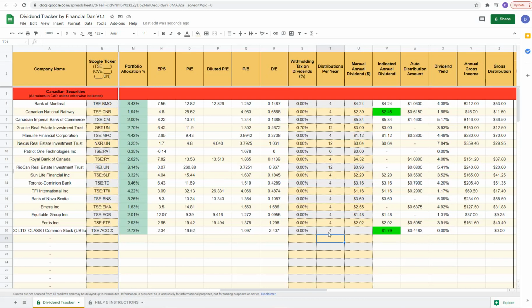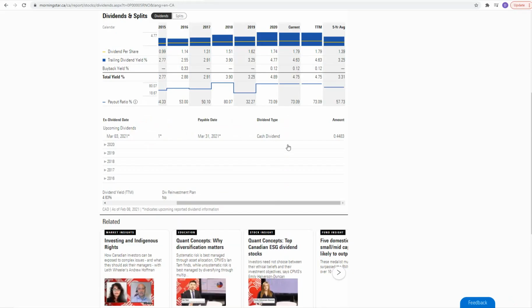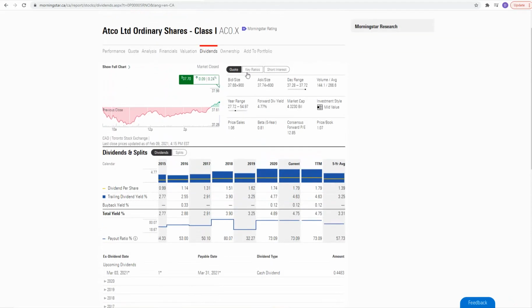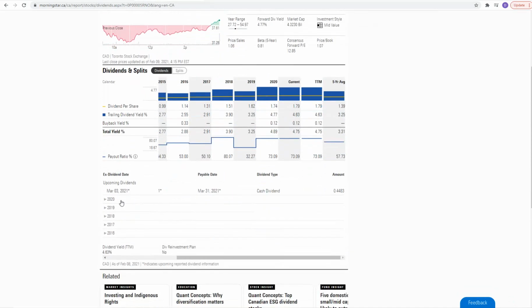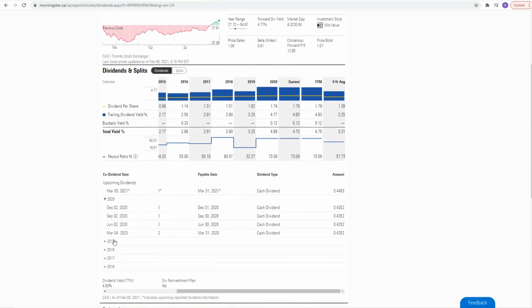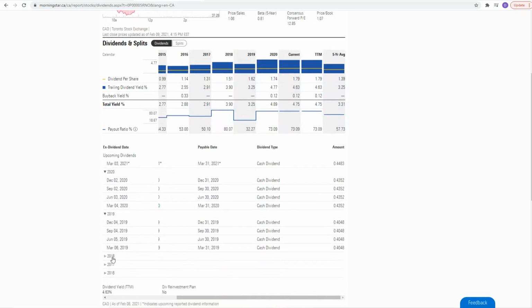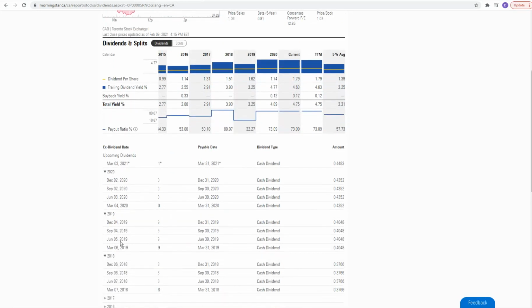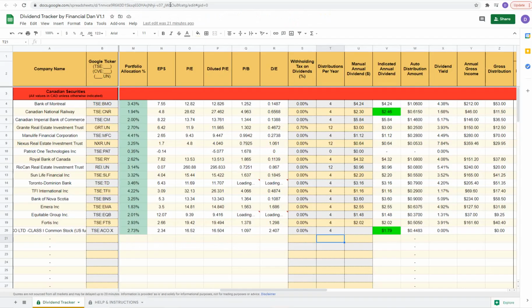Now, if you're not sure for whatever reason how often a dividend is paid, one way you can find out is you can go to the Morningstar website and look up the stock. So I have ATCO open already right here. And if you just go to the dividend page and scroll down, you can just open up these tabs and you can see that it's paid 4 times per year. So let's go back to the spreadsheet.